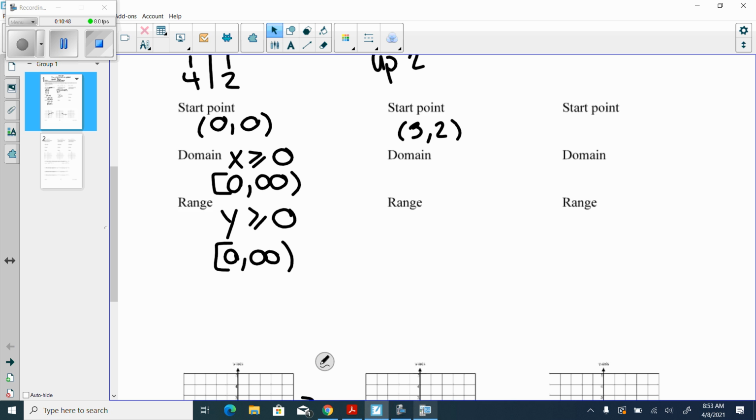And for my domain, those are my x values. We are still moving to the right forever, but now I start somewhere else, right? The furthest that I move to the left is now 3. That's my starting point. So instead of being greater than or equal to 0, it's going to be greater than or equal to 3. That's where it starts now. And then this part, again, pretty much the same, but instead of starting at 0, I'm going to put a 3.